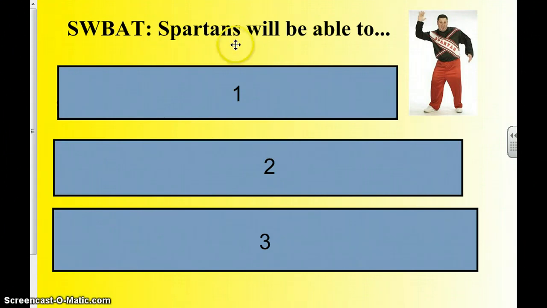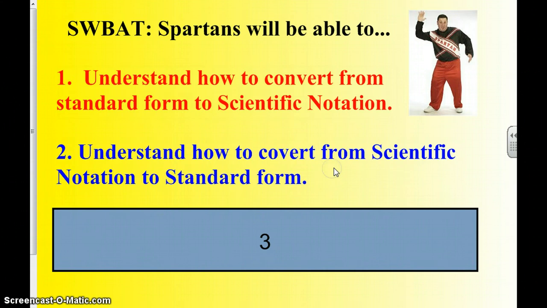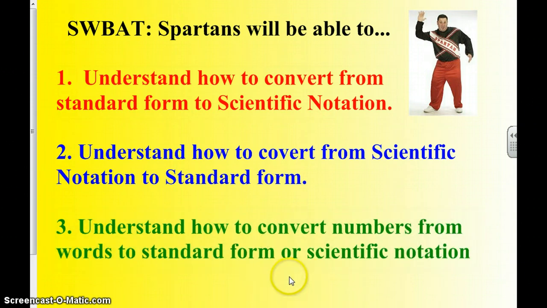At the end of this lesson, Spartans will be able to, I'm going to call him Sparty the Spartan. You are much more charming and cool, but you will be able to, number one, understand how to convert from standard form to scientific notation. Two, you'll understand how to convert from scientific notation to standard form. And three, you'll understand how to convert numbers from words to standard form or scientific notation. The two most important are 1 and 2. That's why they're numbered 1 and 2. Number 3, you may see somewhere you have a word problem and it asks you to do that.